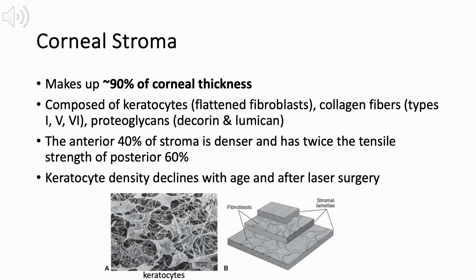The corneal stroma constitutes approximately 90% of the cornea's total thickness. It is composed of keratocytes, or flattened fibroblasts, collagen fibers, and proteoglycans. Structurally, the anterior 40% of the stroma is denser and possesses twice the tensile strength of the posterior 60%. Over time, keratocyte density naturally declines with aging and can be further reduced following laser refractive surgery.